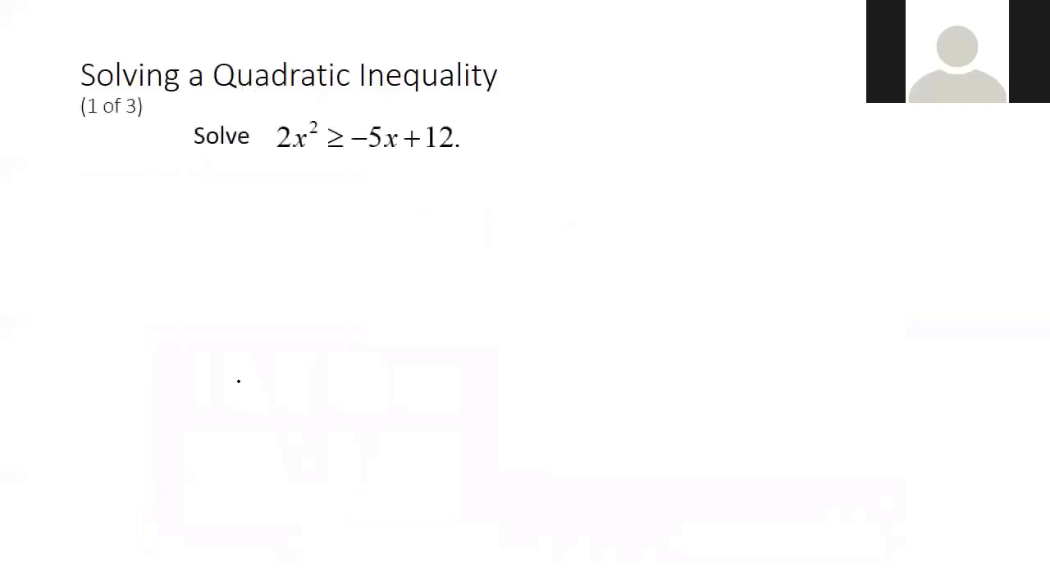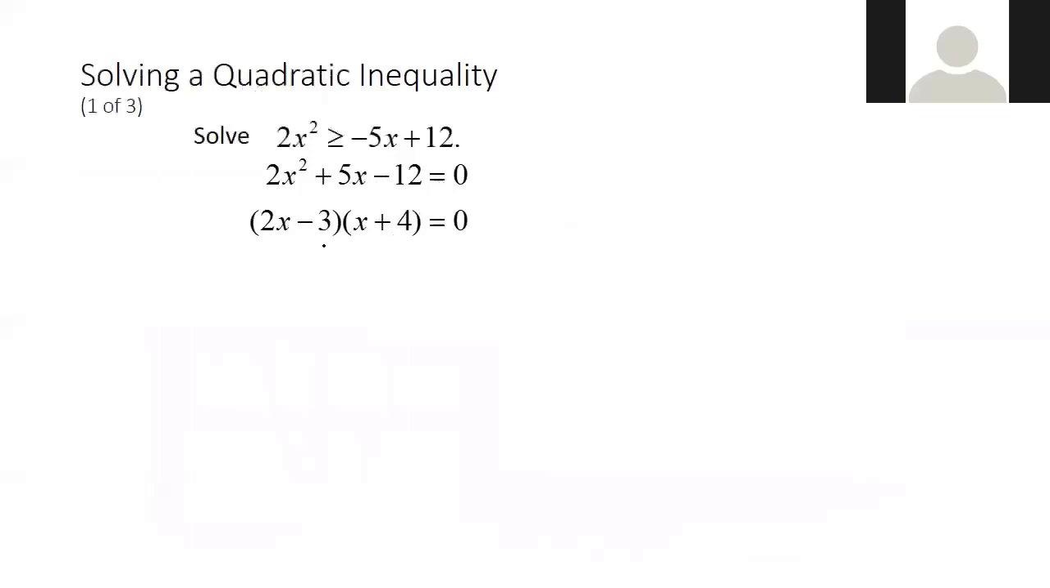Solve 2x squared greater than or equal to minus 5x plus 12. This would also be a good time to pause the session and see if you can get the same answer. The first thing we're going to do is move everything to one side of the equation and work this out and find the zeros. If I move everything to one side of the equation, I get 2x squared plus 5x minus 12 equal to 0.